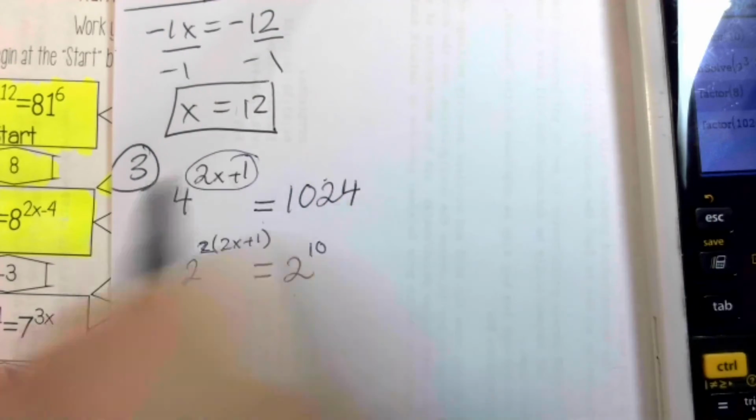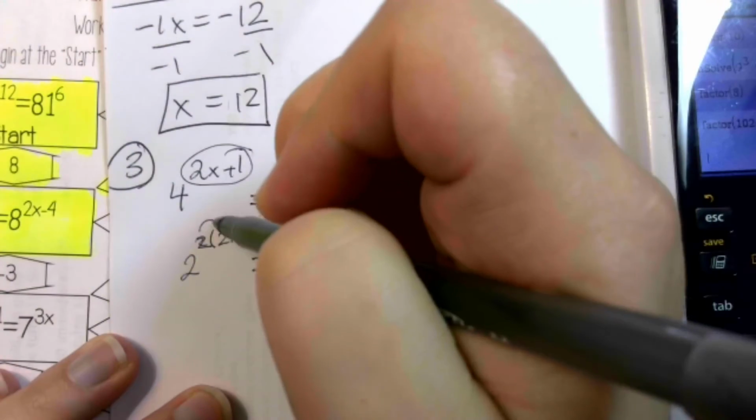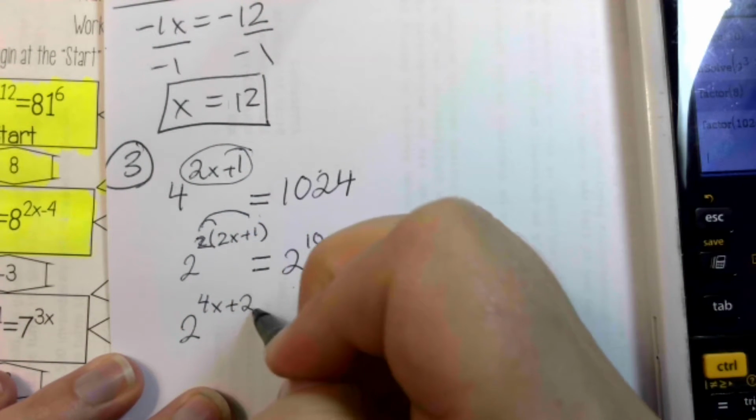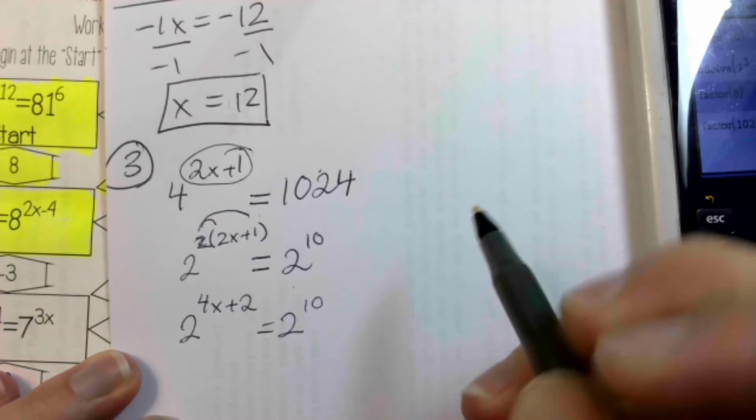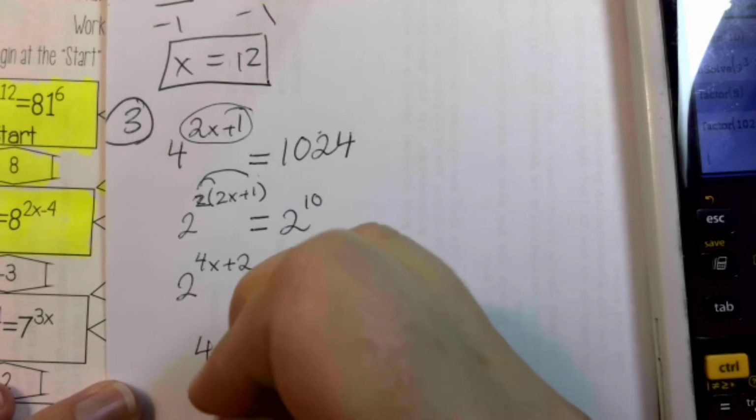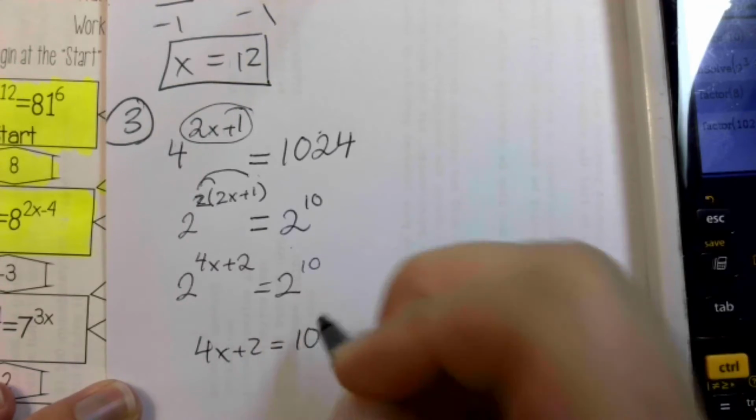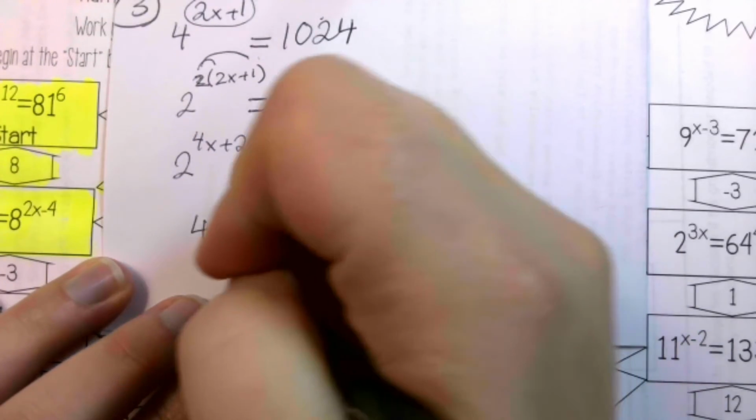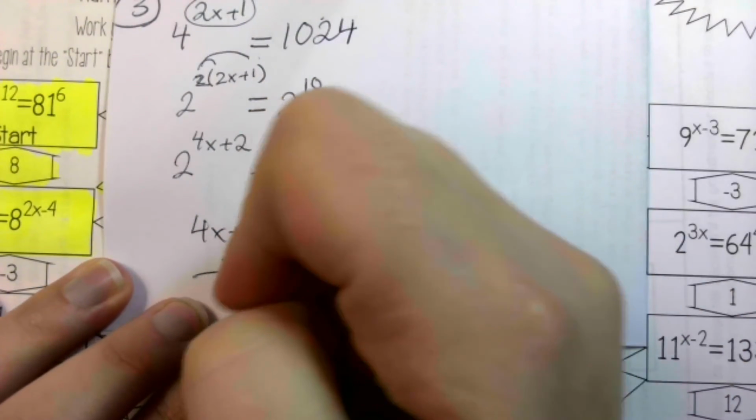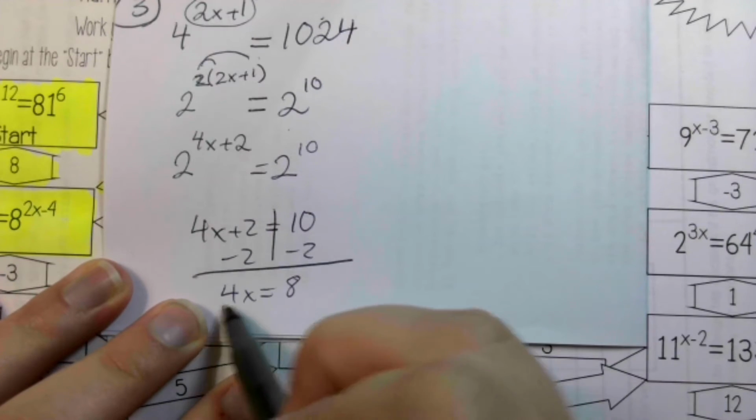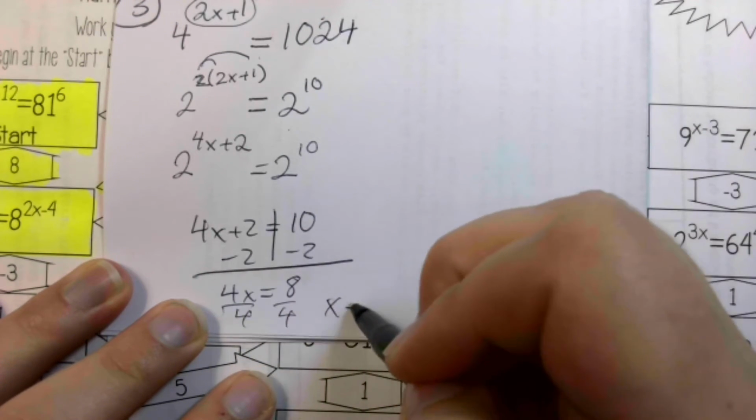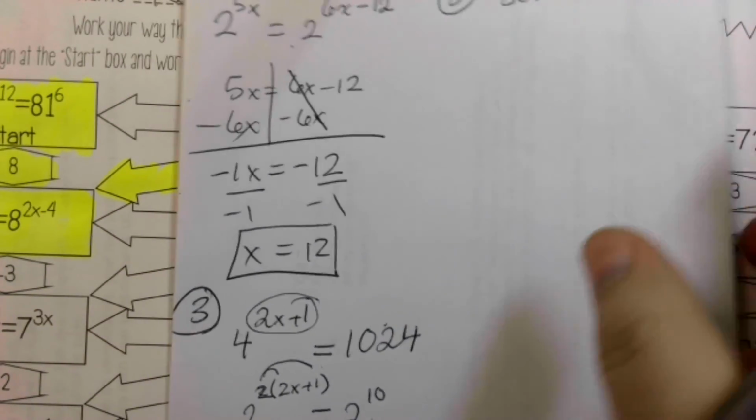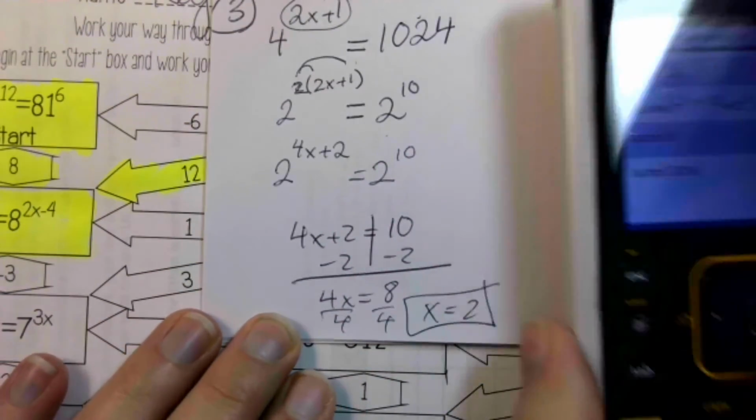Notice that I put this as a group. We're going to distribute. And now I'm going to just set the powers equal. From here, it's pretty simple. Just get the x by itself. And I'm done.